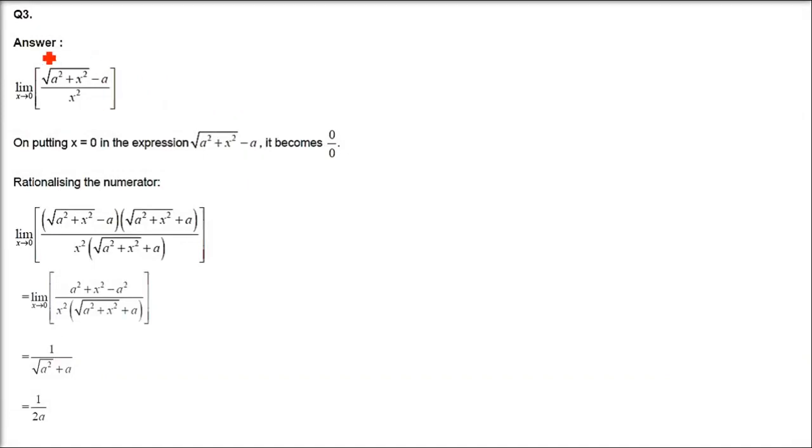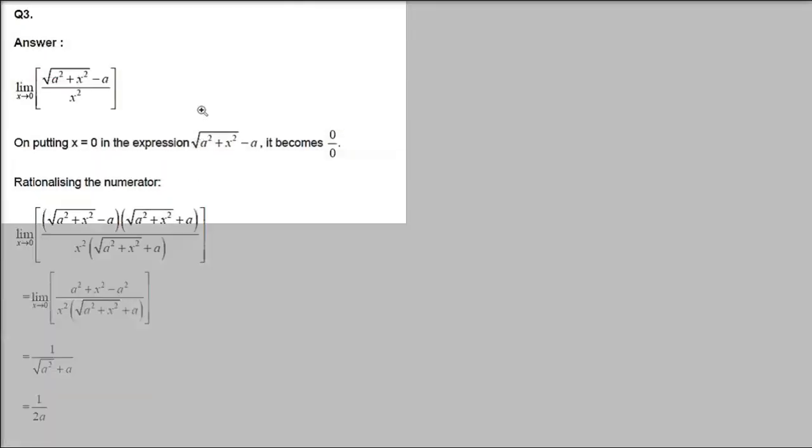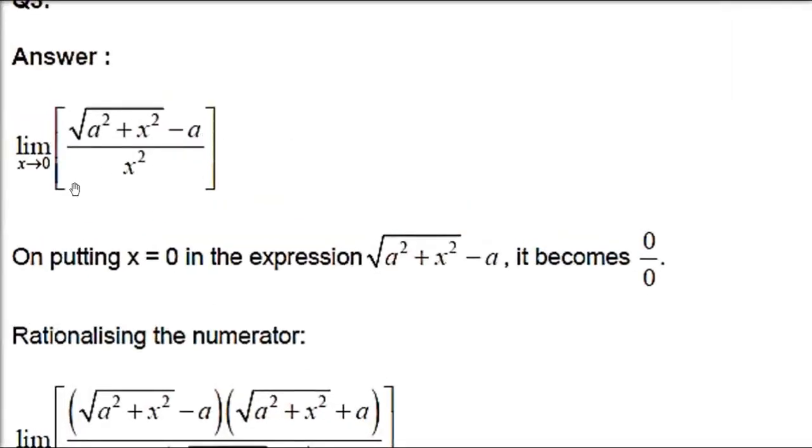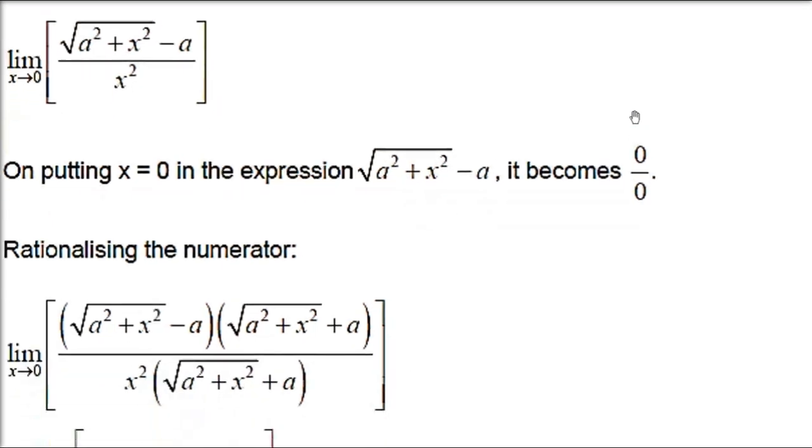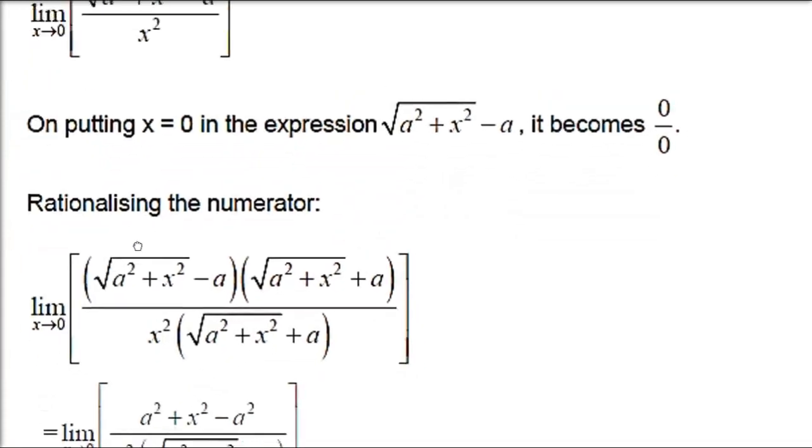So this is question number 3. Same thing we have to do here. First we have to check what we get when we put x as 0. Are we getting 0 by 0? Of course, if we write the under root a square plus x square minus a by x square, that is 0 by 0.